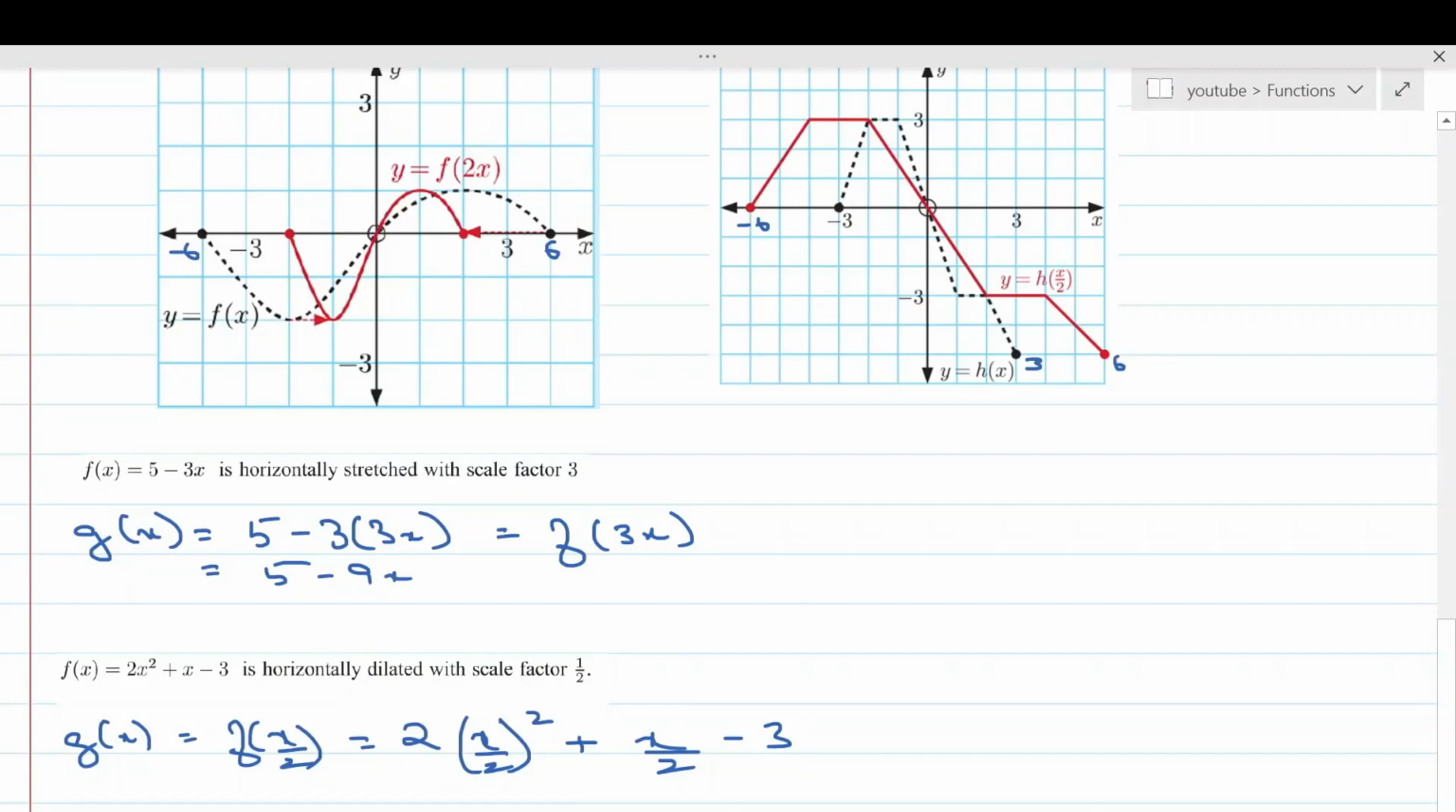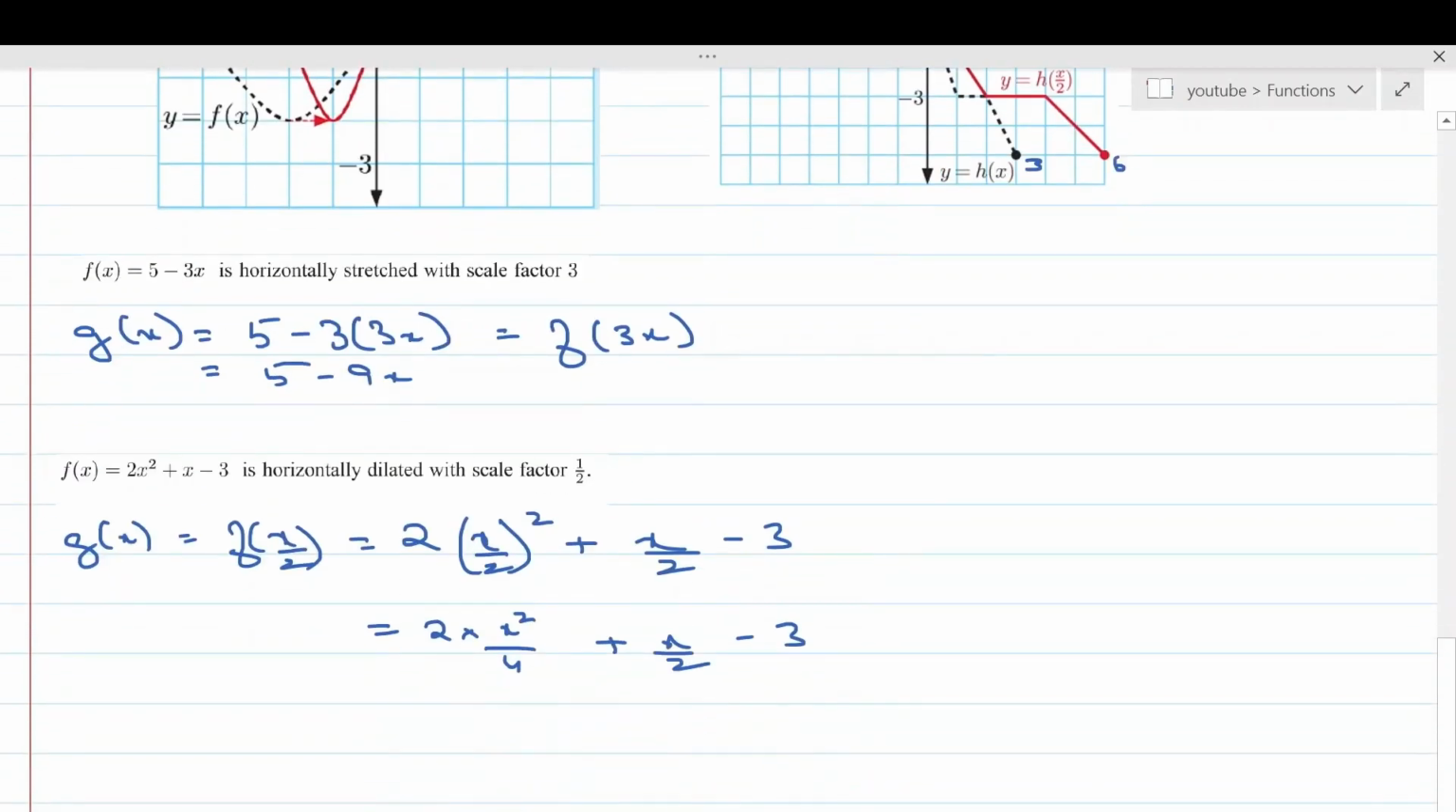Let's expand the bracket. We'll get 2 times x²/4 plus x/2 minus 3. If I want to simplify this, I can cancel the 2. So we'll get x²/2 plus x/2 minus 3, or I can write it as (x² + x - 6)/2.